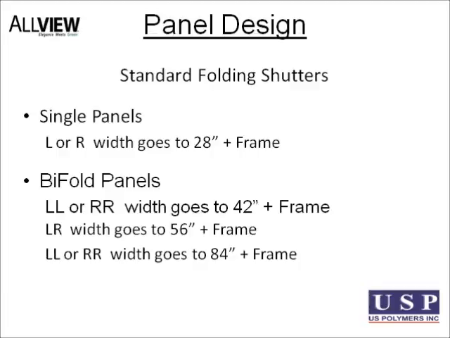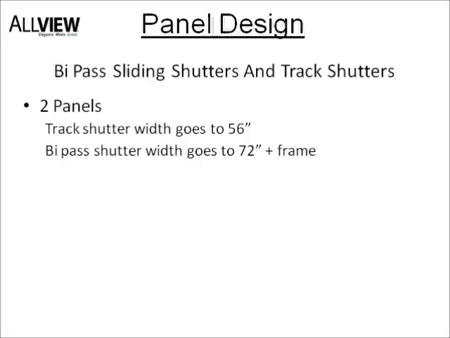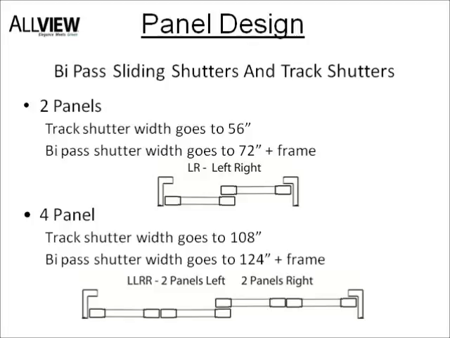Bifold panels with 2 panels folding left and 2 panels folding right go up to a maximum width of 84 inches plus frame. Next, let's look at bypass sliding shutters and track shutters. The 2-panel track shutter goes up to 56 inches wide. The 2-panel bypass shutter goes up to 72 inches plus frame. The 4-panel track shutter goes up to 108 inches wide. The 4-panel bypass shutter goes up to 124 inches plus frame.